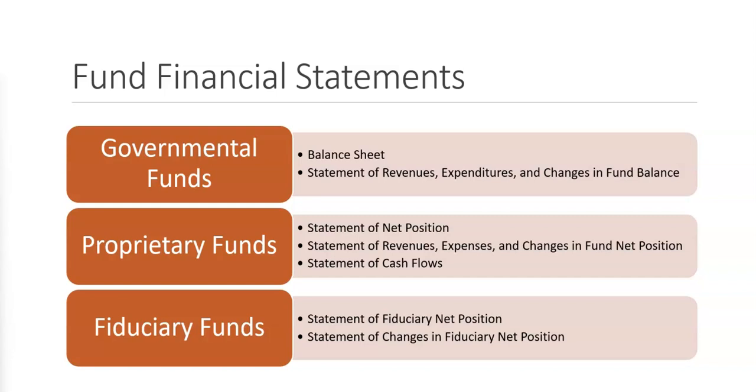Proprietary funds are those that operate as kind of their own separate entity or sometimes as business-type funds. So looking at these, we have a statement of net position. Remember, this is very similar to a balance sheet. And then we have the statement of revenues, expenses, and changes in fund net position. So explaining why the amounts are different in our statement of net position from one year to another. And then a statement of cash flows.